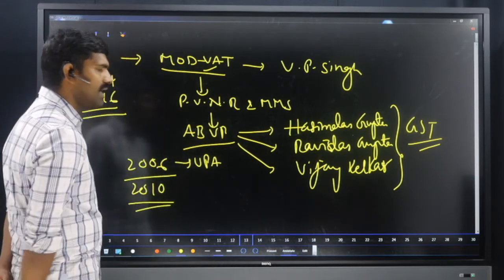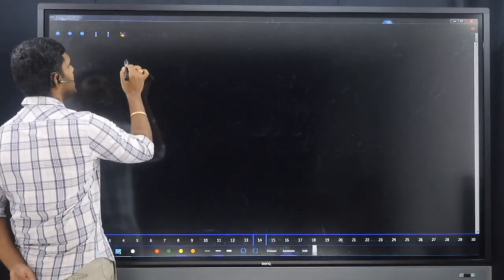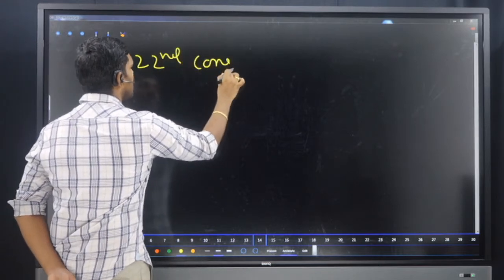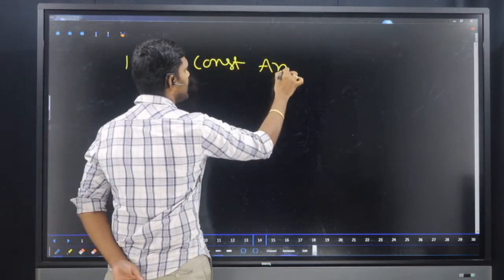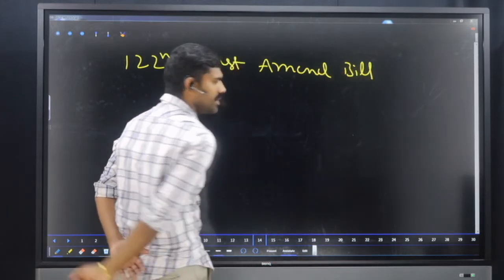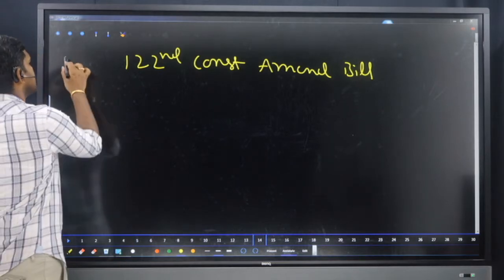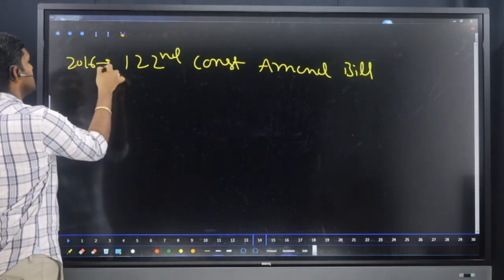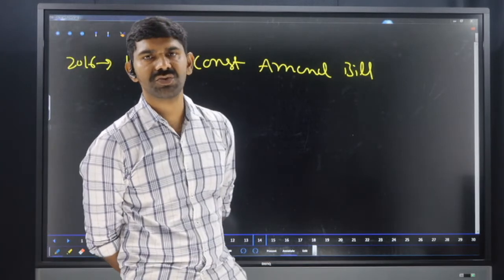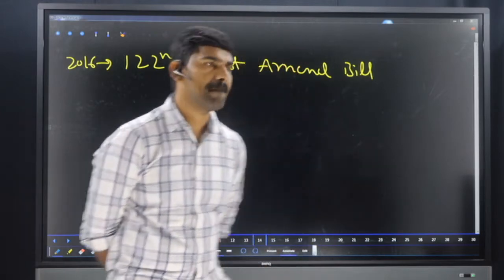I'll give you time to take screenshots. Don't worry. In 2016, what did he do? He passed a bill called the 122nd Constitution Amendment Bill. Remember that GST was the 122nd Constitution Amendment Bill in 2016. It's not an ordinary bill. It is a 122nd Constitution Amendment Bill.